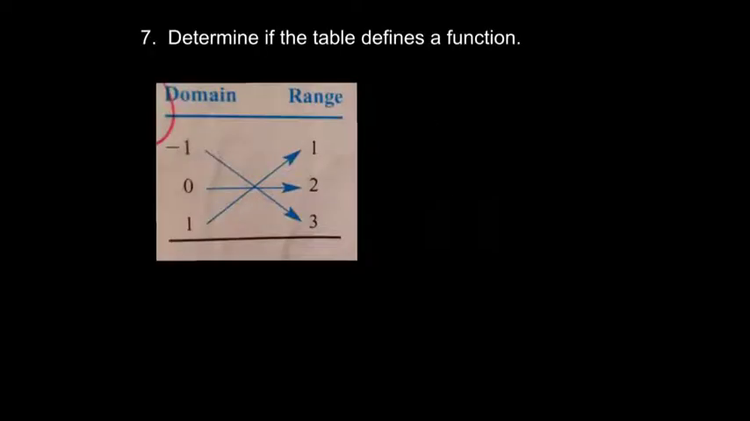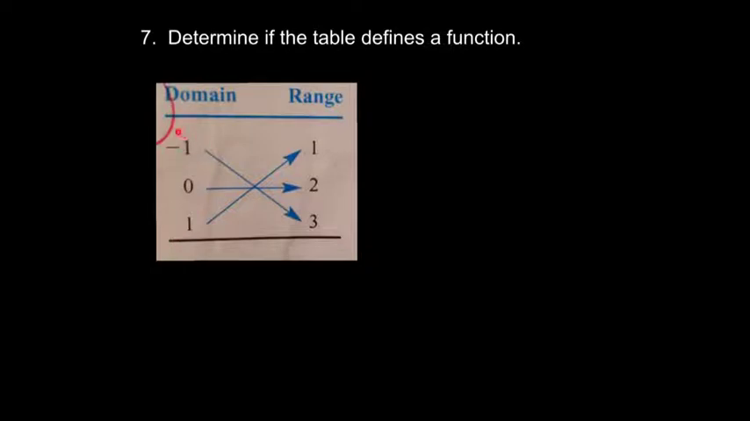In this video, we will work out numbers 7 through 35 every other odd of section 3.1 in MA 104. For number 7, we are asked to determine if the table defines a function. A function is a relation in which every element of the domain is paired with exactly one element of the range. So our domain elements are given to be -1, 0, and 1.